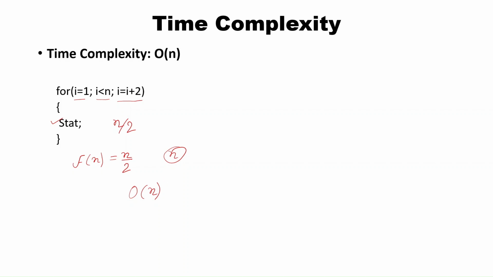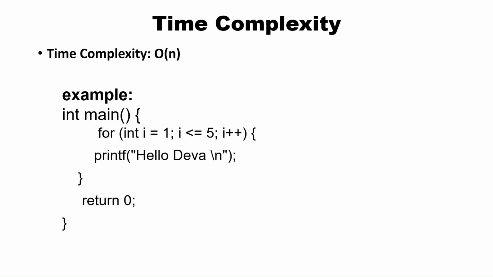Even if it is incremented by 10, just think I equal to I plus 10, then the function will be f(n) equal to n by 10. The degree of polynomial is also n, that is the degree of polynomial. So increment by any number, but the order of complexity will be n.